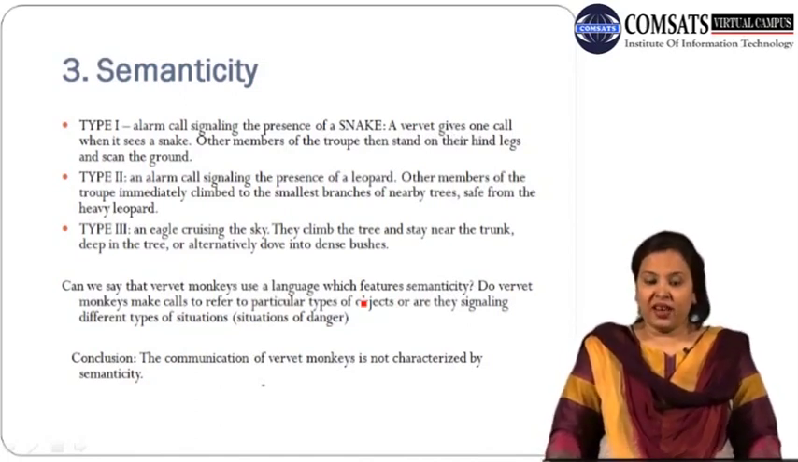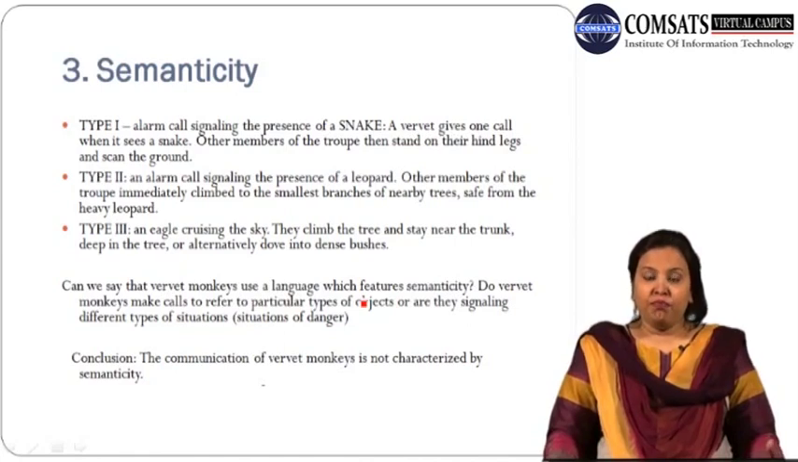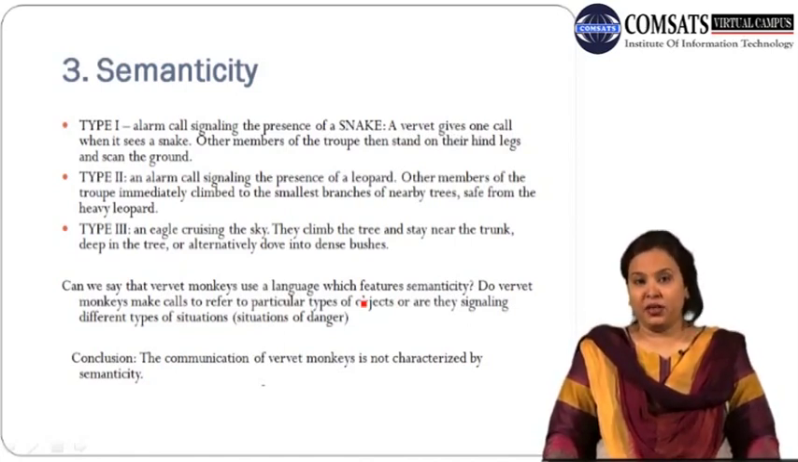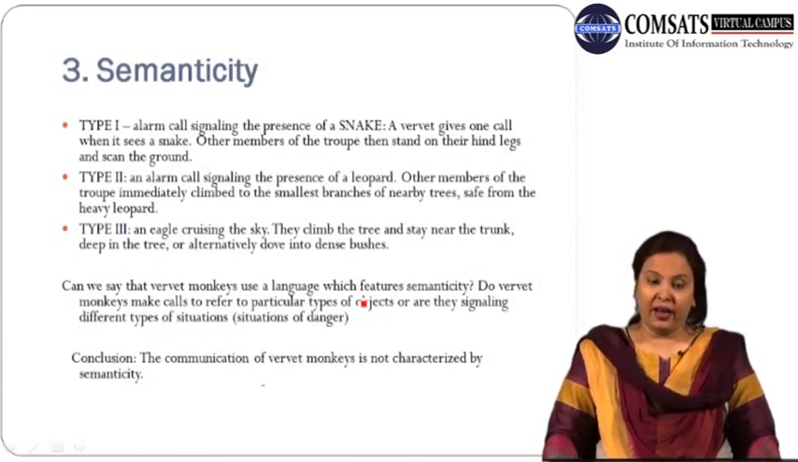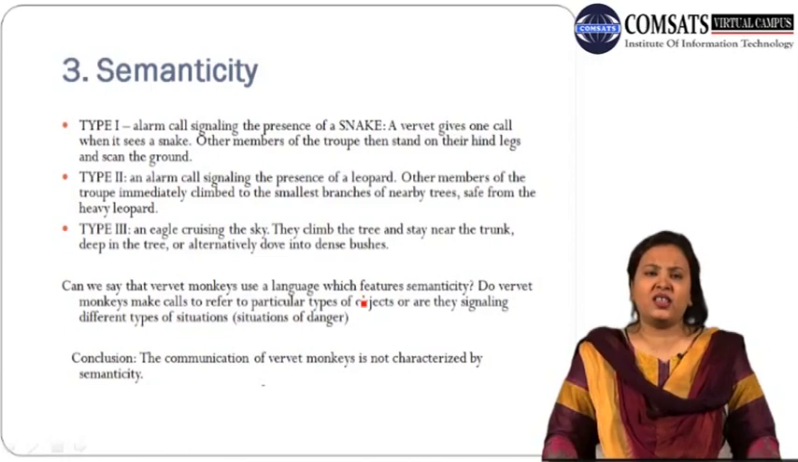But again, the question arises that vervet monkeys are the only examples for this kind of semanticity. This kind of feature has not been found so far in all other animals. So maybe it is a case of vervet monkeys where we can find this feature of semanticity, but not in the other animals. So to some extent, we can say that semanticity is a feature that is more particularly related with human communication, and only with a few cases with animals' communication as well.